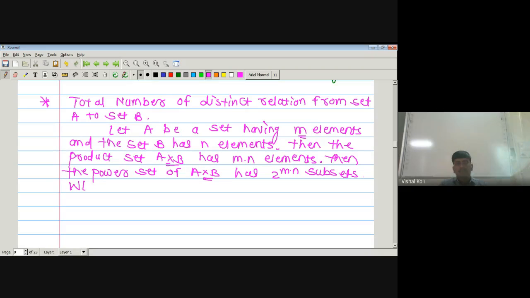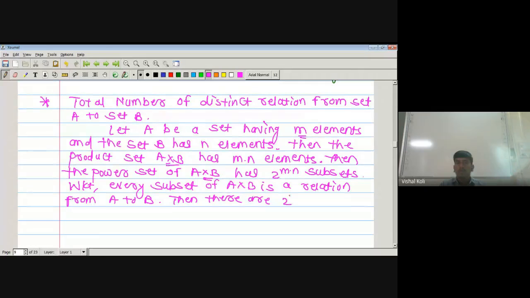And we know that every subset of A cross B is a relation from set A to set B. As A cross B has 2 to the power m into n subsets, and every subset of A cross B is a relation from A to B, then there are 2 to the power m into n distinct relations from set A to set B.